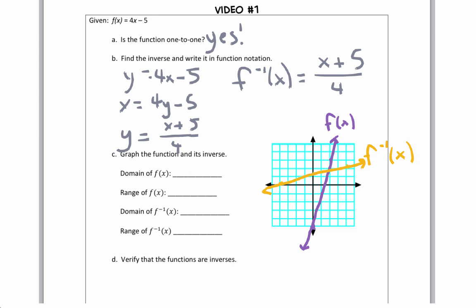So if we're looking at domain and range, the domain of f of x is negative infinity to positive infinity, along with the range. And if we look at domain and range of our inverse function, it is the same.